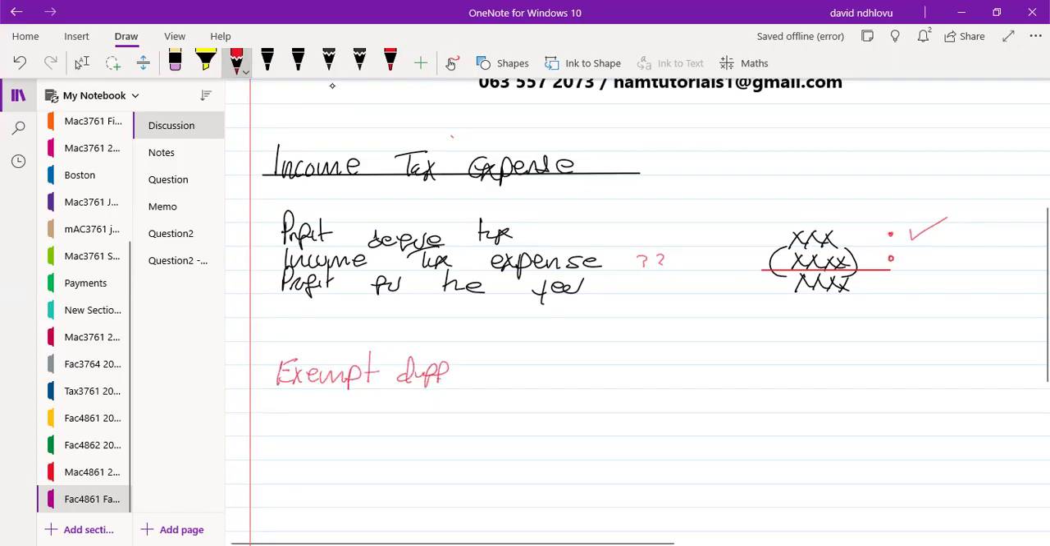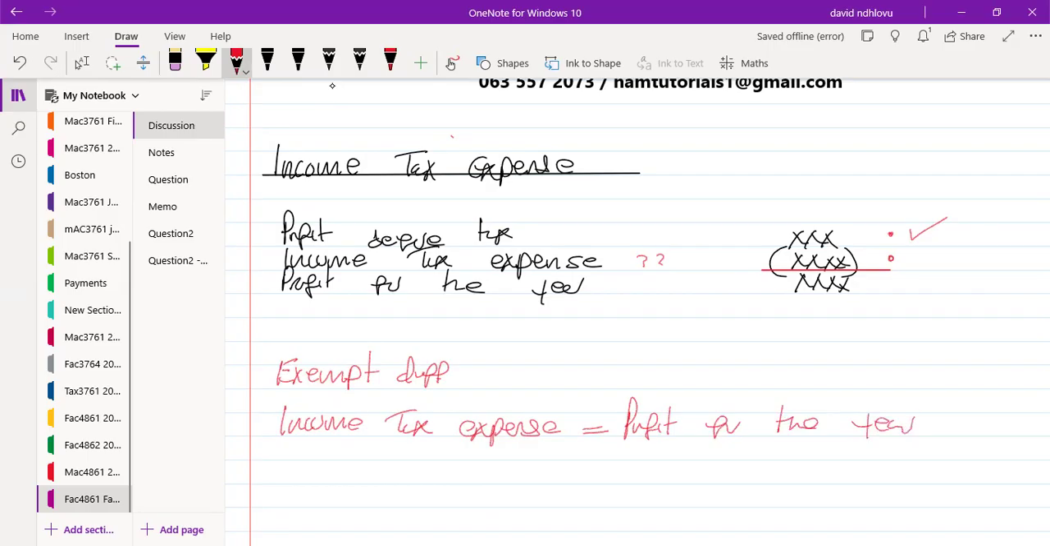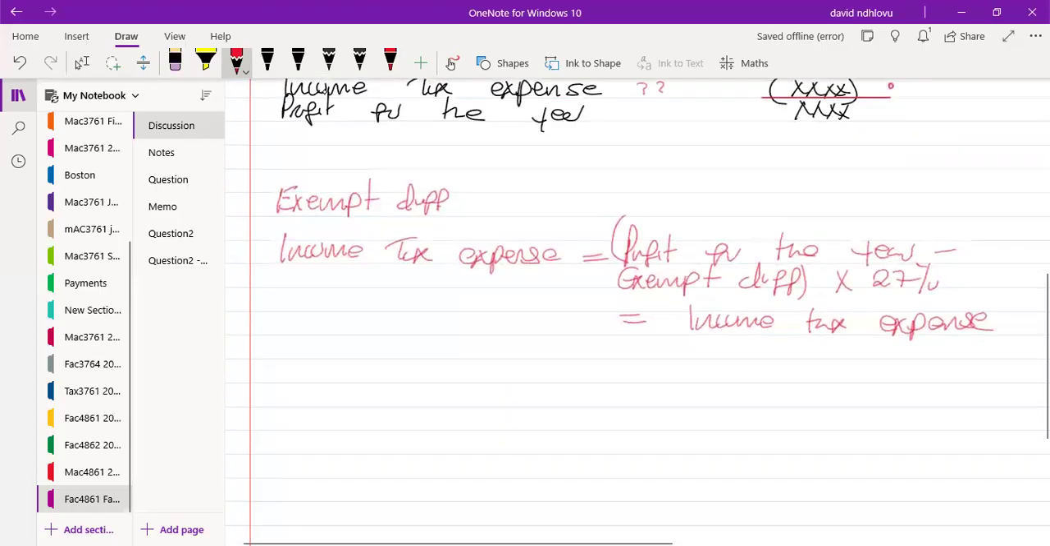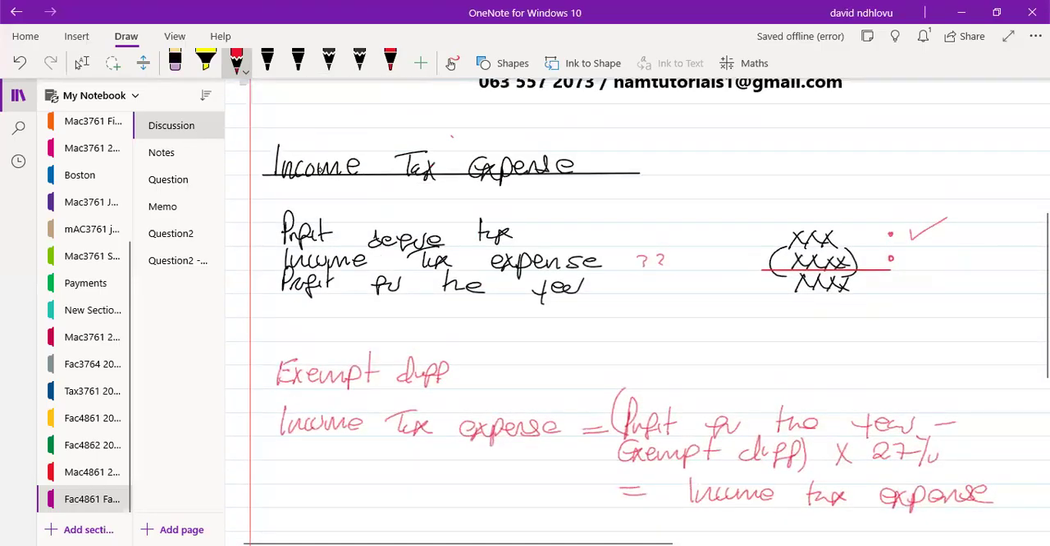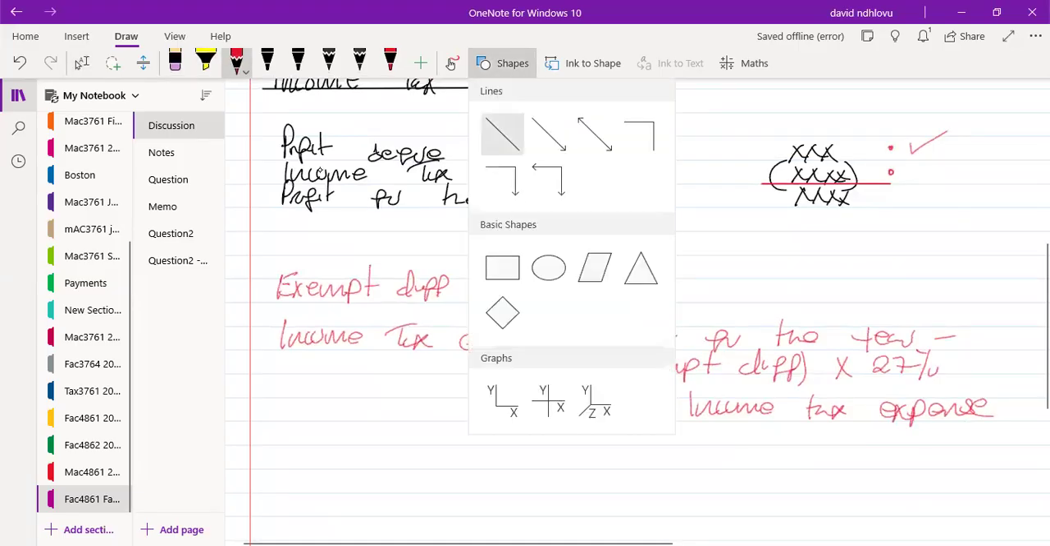Right, so theoretically, we can say that to calculate the income tax expense for a particular year, you can take your profit for the year, and then you deduct exempt differences for that particular year. The answer that you get, you multiply by 27%. That will give you your income tax expense. Right, so this is one way in which you can actually calculate this figure accurately.